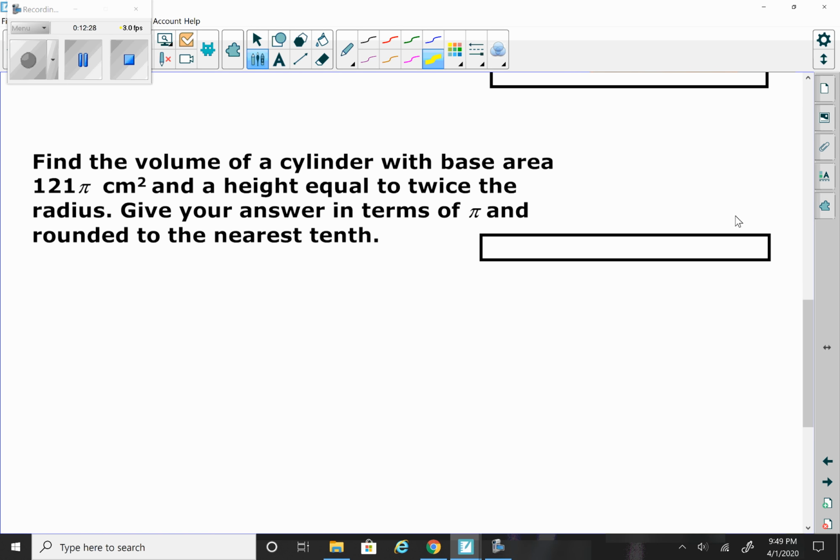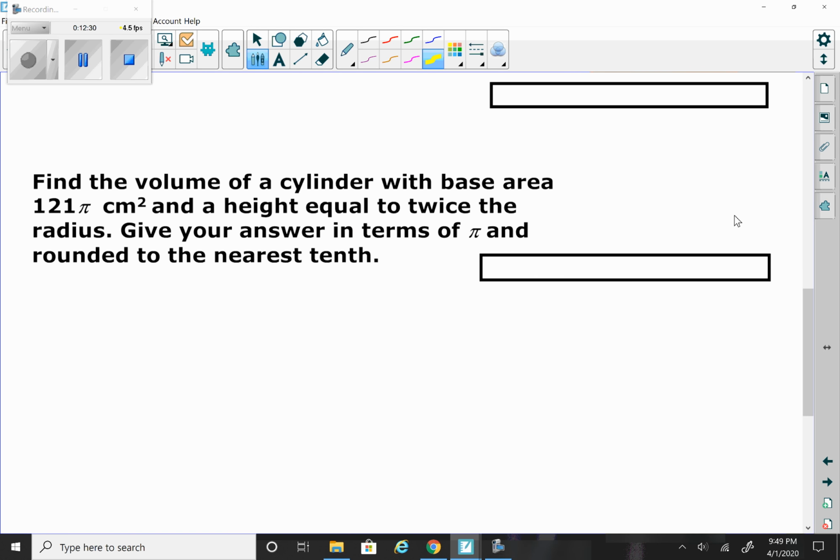Find the volume of a cylinder with a base area of 121 pi centimeters squared and a height equal to twice the radius. And again, let's just do our answer in terms of pi. You can always get the nearest tenth if you plug it in your calculator. If our base area is 121 pi, again, we know our base is a circle, so that means that pi r squared is 121 pi.